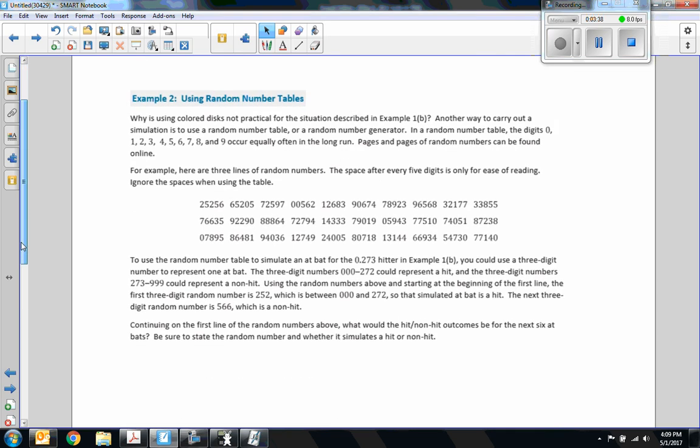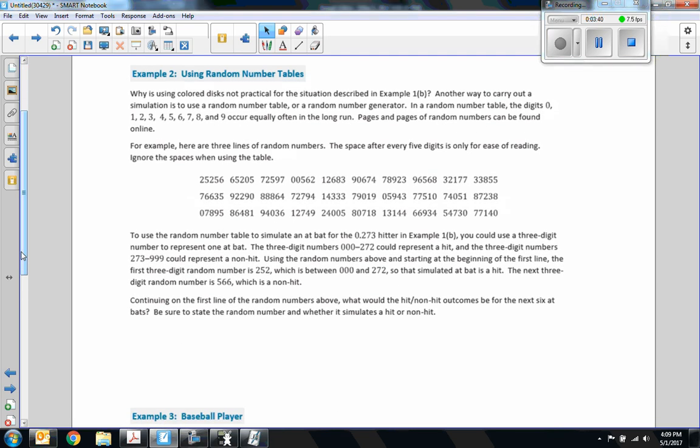Example two, using random number tables. Why is using colored discs not practical for the situation described in example 1B? Well, we know why. Who would want to sit there and count out that many discs, and where do you get that many, and so forth.